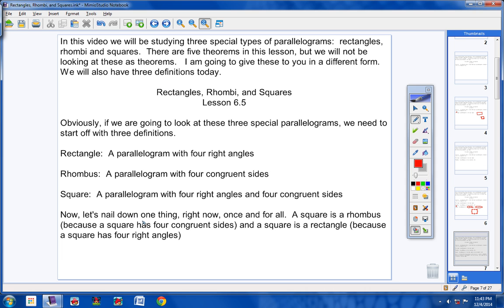Now, everybody listen, and please copy this down. Let's nail down one thing right now, once and for all, so there's no confusion. Okay? Hopefully I've got everybody's attention. A square is a rhombus because a square has four congruent sides. And what do you need for a rhombus? Four congruent sides. A square is a rectangle because a square has what? Four right angles. And what do you need to have a rectangle? Four right angles.